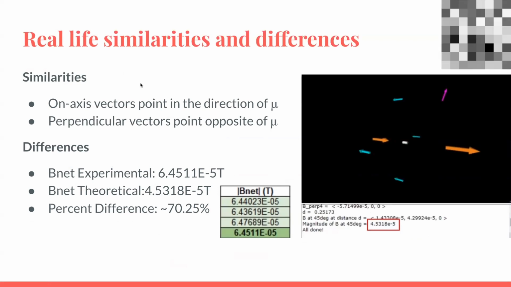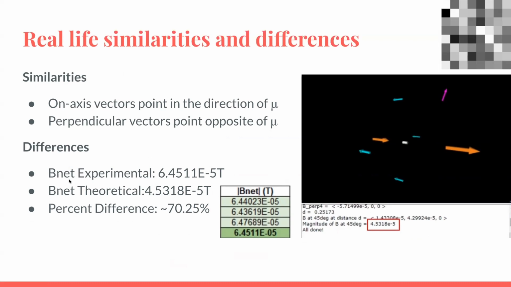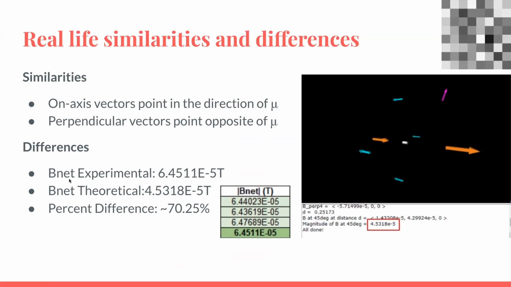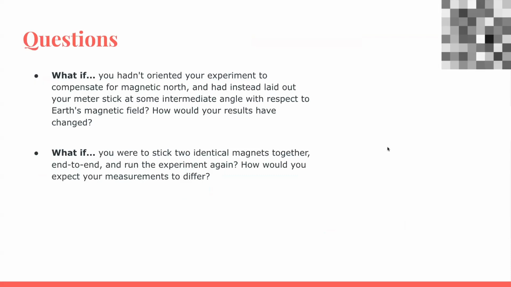Real life similarities and differences. Similarities are that on-axis vectors point in the direction of mu, and perpendicular vectors point opposite of mu. The differences from real life are that our experimental B net value was 6.4511 e to the negative 5 T, while the theoretical B net was 4.5318 e to the negative 5 T, which is roughly a 70.25% difference. And that's shown here, and the arrows are shown in the picture here.